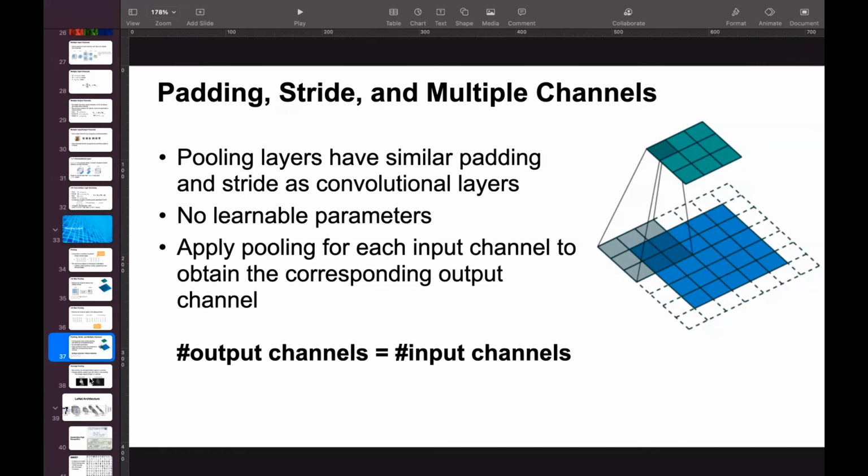I mean, dimensionality does change because you take the average, but hopefully you get the sense that channels do not change. I take pooling across each channel. Yeah, okay.